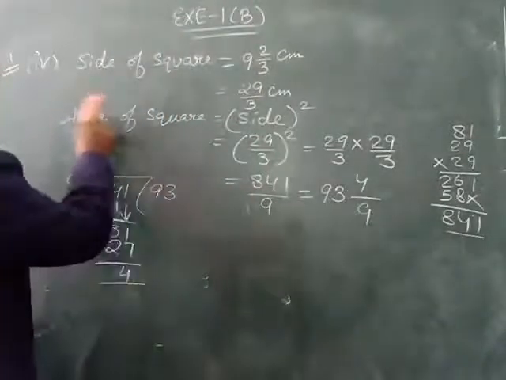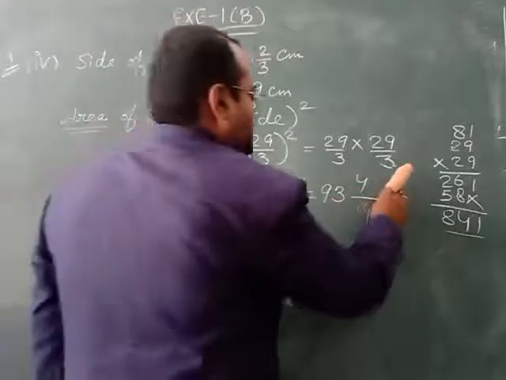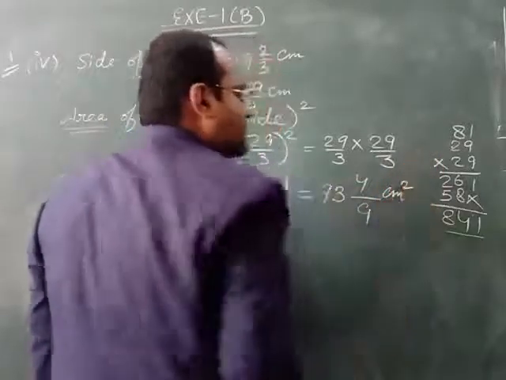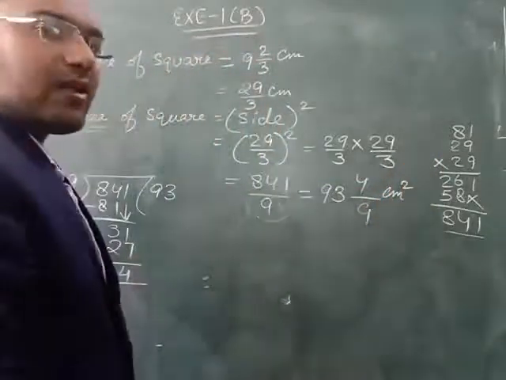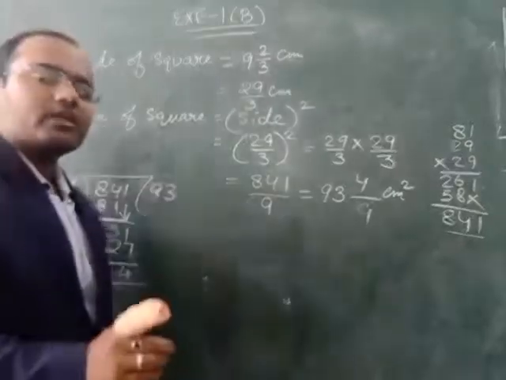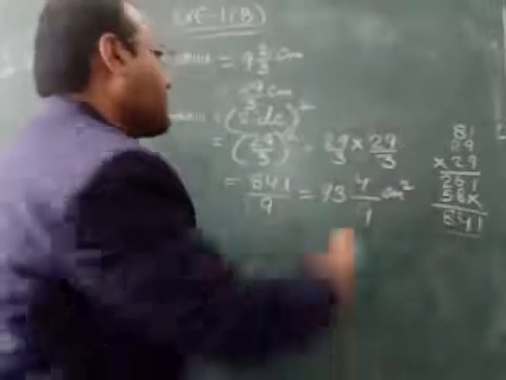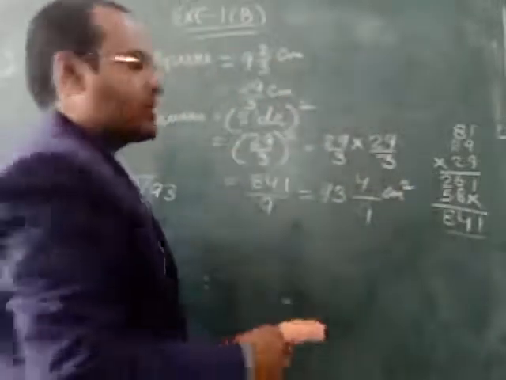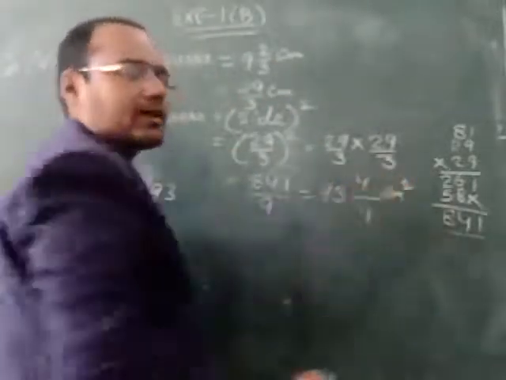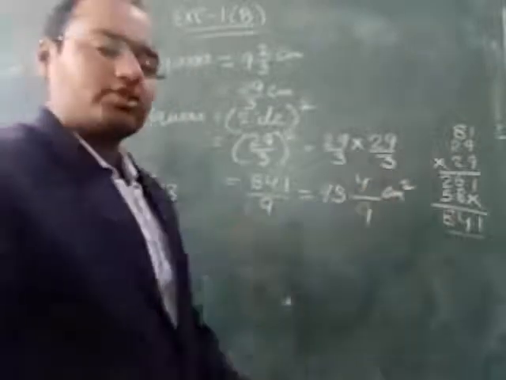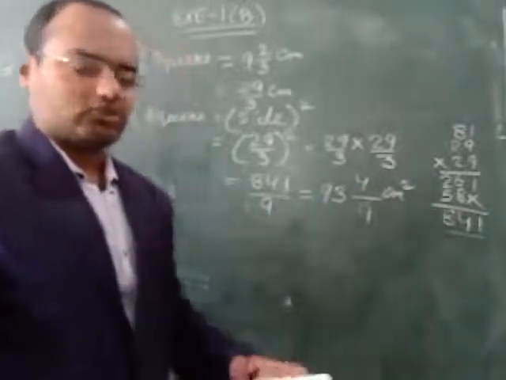So the unit for area we have to use here is centimeter square. You have to remember, whenever you are finding the area, you have to use the unit centimeter square. If meter is given in the question, then you have to use meter square. So like this you have to do question number 1. Now go to the next question.